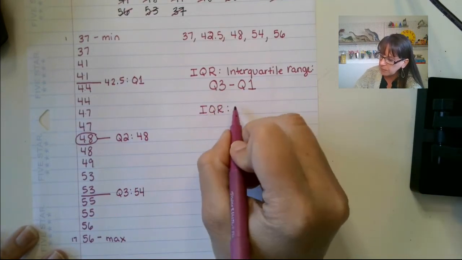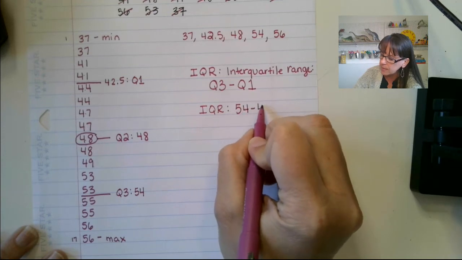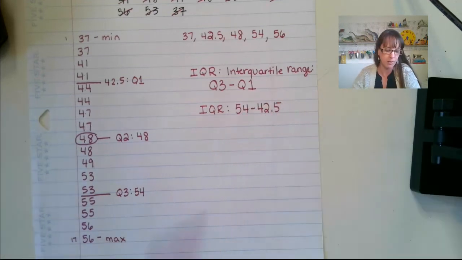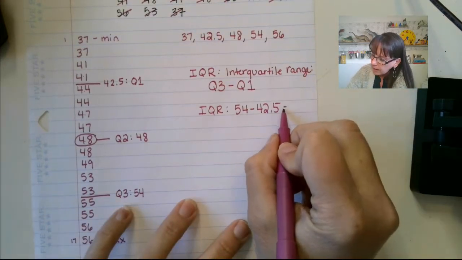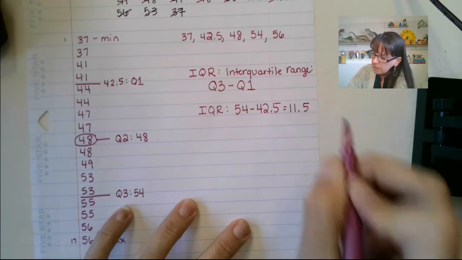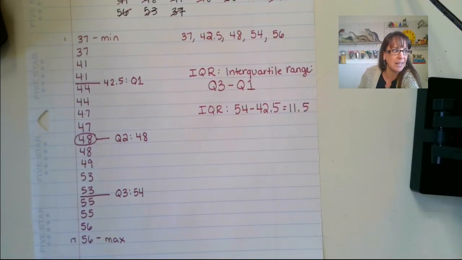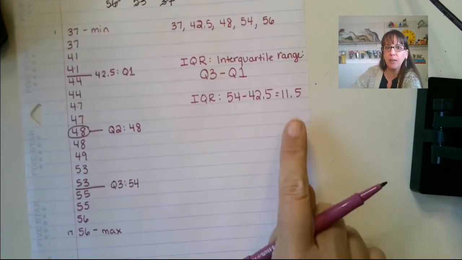We have 54 minus 42.5. All right, so if we do that, we end up with 11.5. Our IQR is 11.5. That IQR is actually pretty handy when we get up into outliers, so we'll talk about that probably next year. Okay, so we've got our interquartile range.